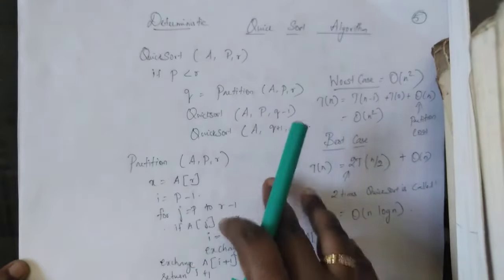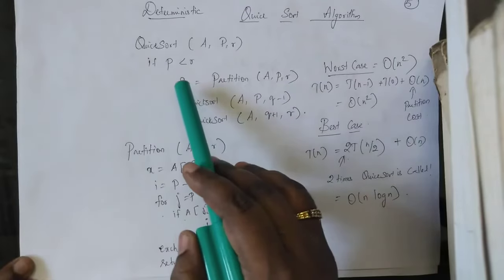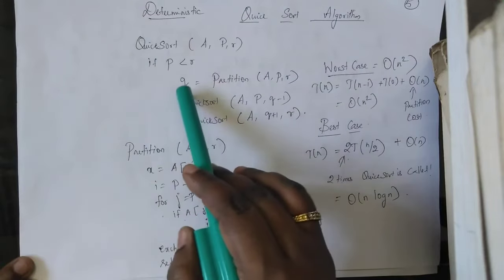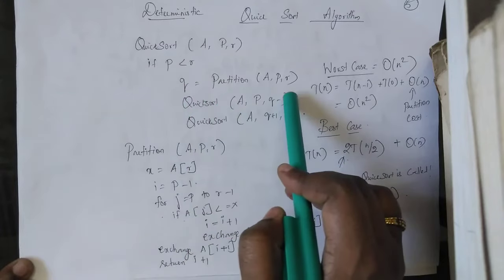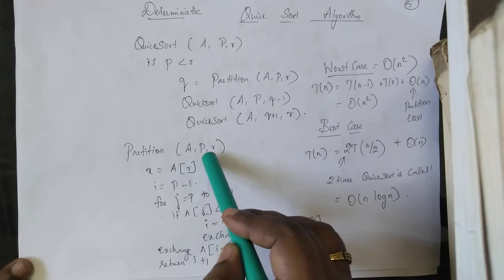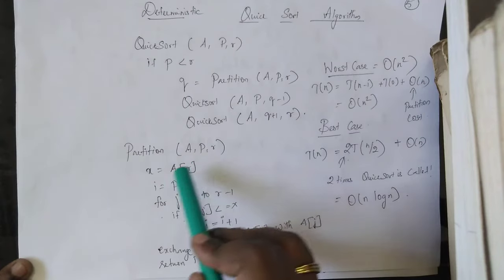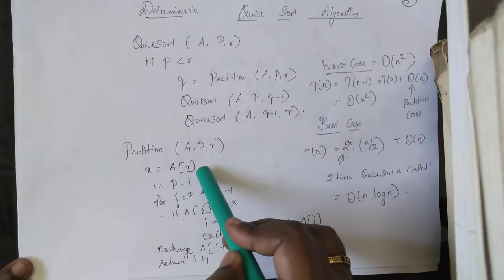So we'll look at the partition. The partition is nothing but, given an array, we now want to partition at the point at the index q, so that we can call the quicksort again. So how is that happening? A is the input array, P is the initial index, and R is the last index element. So this is the pivot. X is the pivot, which is the last element.